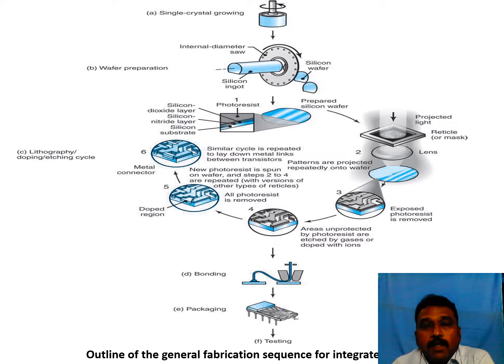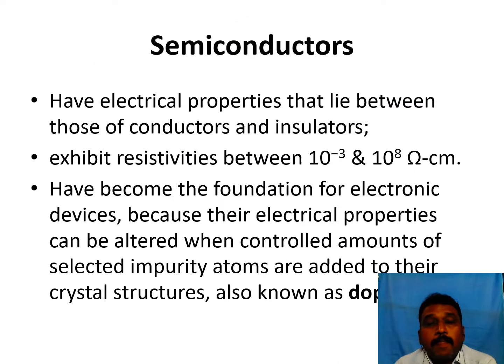And then you can see the outline of the fabrication sequence of an integrated circuit. So how the ICs are made from the raw material: how the crystals are grown, how they are cut, how the crystals are shaped into the form of a small wafer, and then how the bondings are made with other elements is shown here. So this is the general fabrication sequence of an IC, that is, an integrated circuit.